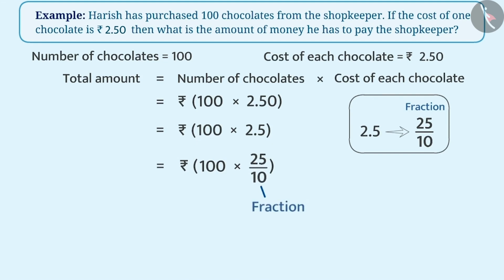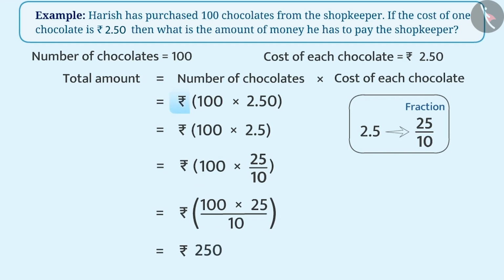Here, a fraction is getting multiplied with a whole number. In order to obtain the answer, we will multiply the whole number with the numerator of the fraction and then divide the result with the denominator. Therefore, the answer obtained is 250.